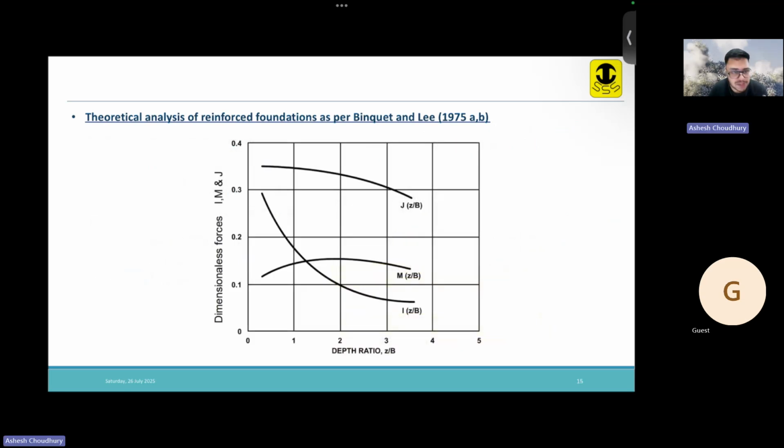Now, as I said, these I, M, and J are all our dimensionless factors. These are expressed in terms of Z by B depth ratios, and all these are expressed in graphical form so that it is easier for us to directly get these values from the graph for any depth ratio.